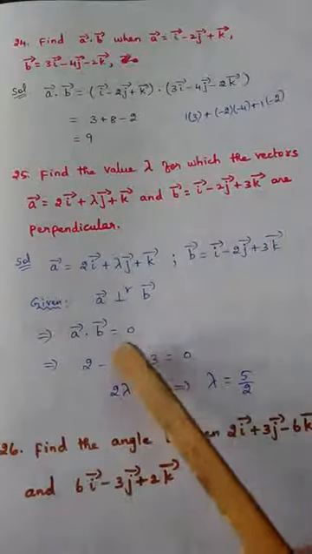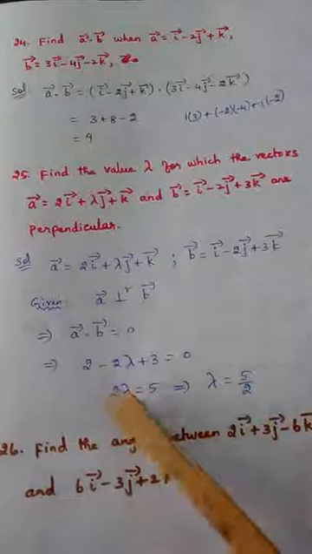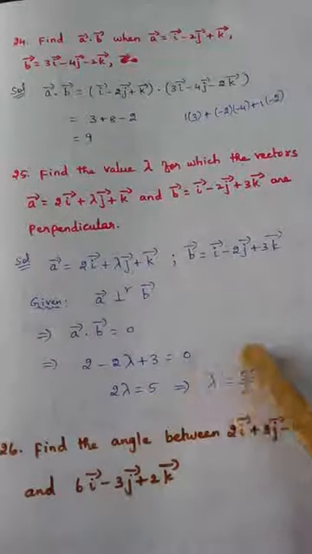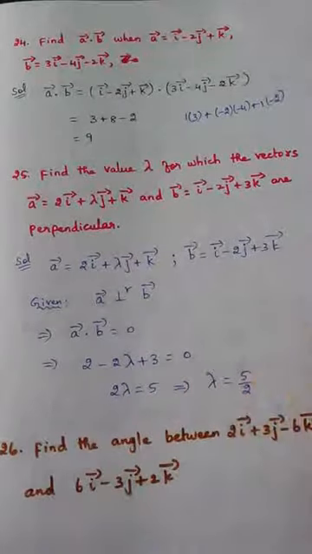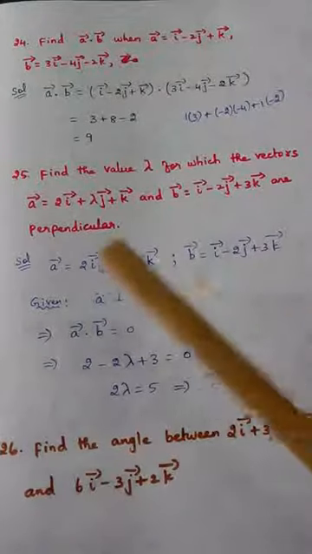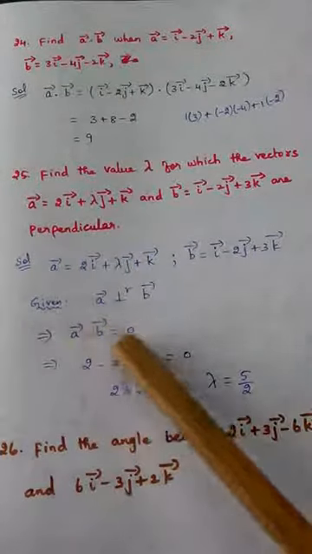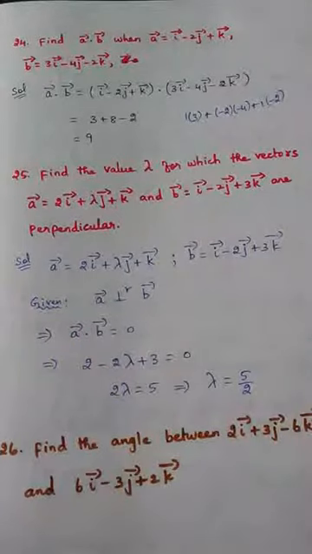So simplifying this, 2 lambda is taken to the other side, then 2 is brought to the other side. So lambda is equal to 5 by 2. Simple sum, but we should know the properties well. Perpendicular means dot product will be equal to 0. That is the only thing we should know.